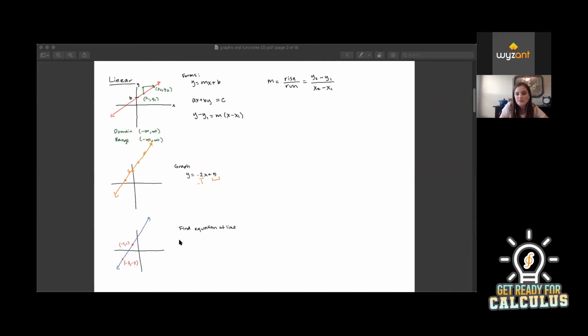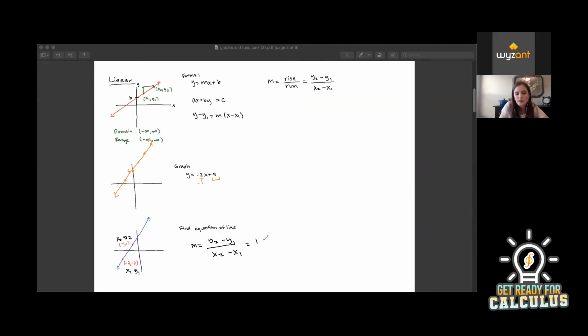So we want to identify what x1 and y1 are, and x2 and y2. So I'm just going to label these here. We have x1, y1, and we have x2, y2. So then we can say that our slope is going to be y2 minus y1 over x2 minus x1, and we can just grab those points that we labeled.